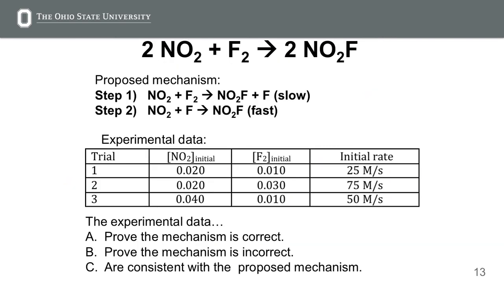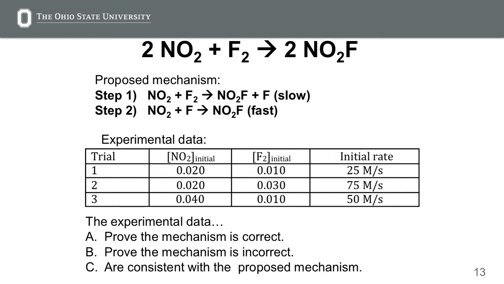In this example, we have an overall reaction of 2NO2 plus F2 forming 2NO2F. And there's a proposed mechanism for this reaction. In step 1, which is our slow step, we have NO2 plus F2 forming NO2F plus F. And then step 2, we have NO2 plus F forming NO2F.